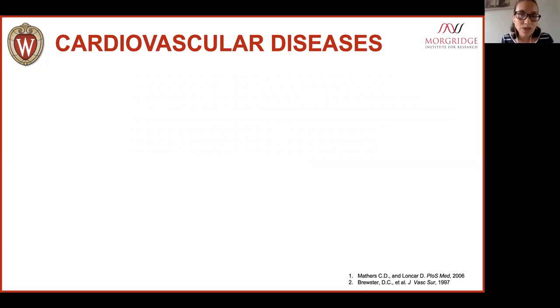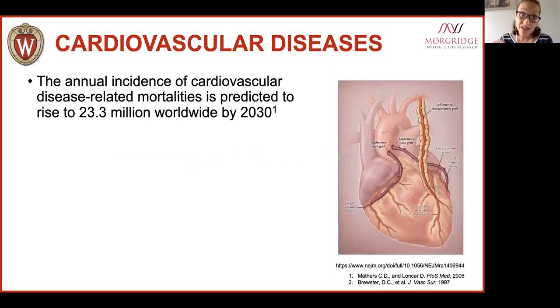First of all, I'm going to start with a little overview of why we are doing this. As many of you know, cardiovascular diseases are the leading cause of death worldwide. And here in the United States, every 30 seconds, someone dies because of cardiovascular diseases. And it's not getting better. The prediction is that in 2030, it's going to rise to 23.3 million people around the world.